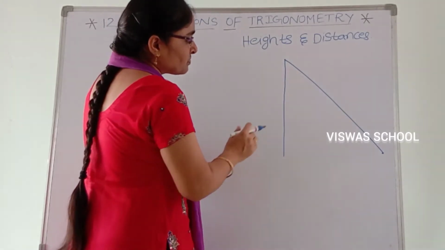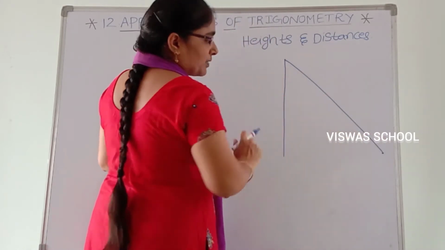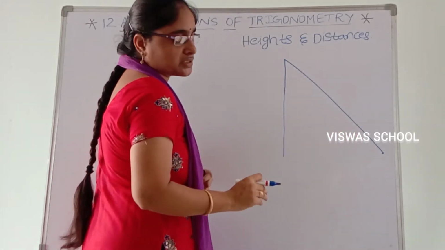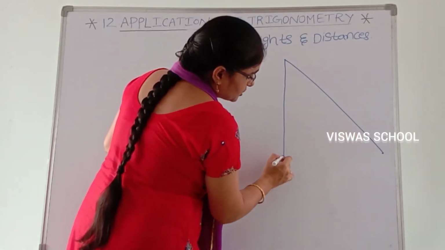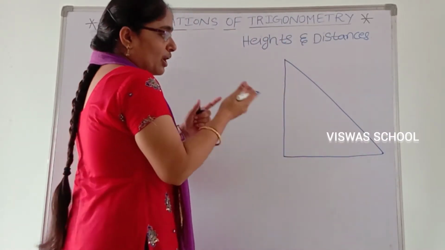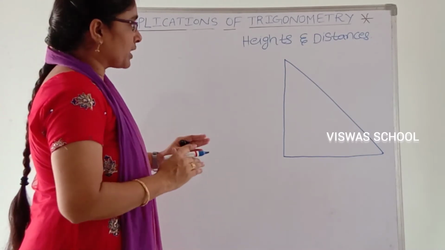This is the object, and a person is standing here and looking at the top of the pole. Then there is the distance from the object to the person. If you join these two, now we have a triangle.